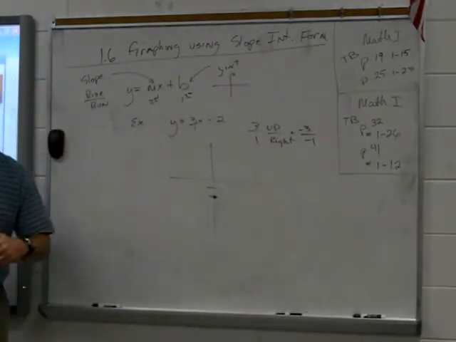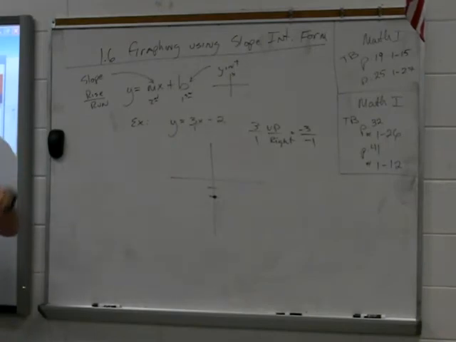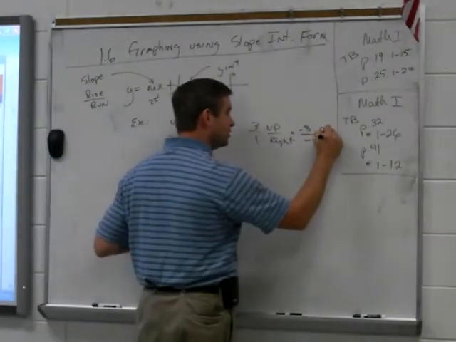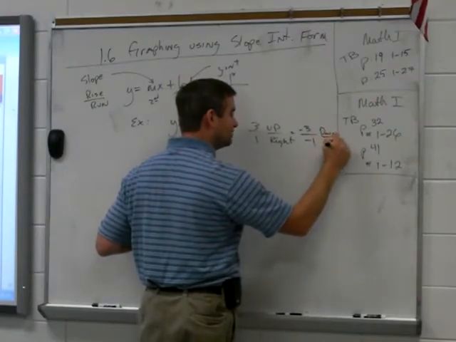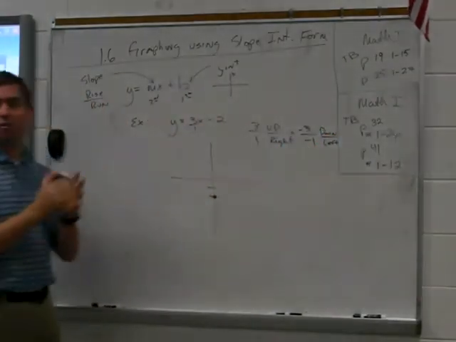I could make both of those negatives. So instead of up and right, what could I do? I could go in the other direction. I could go down and left. Okay? So let's plot these points and see what we get.